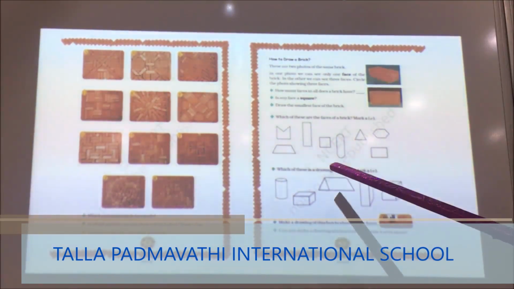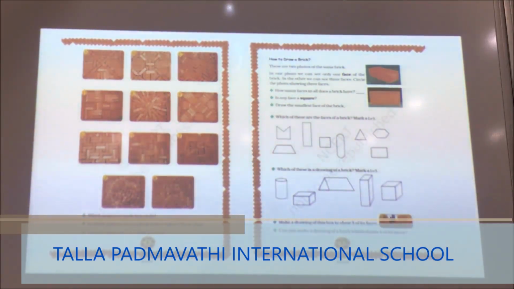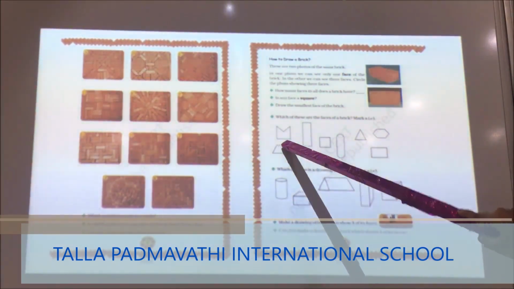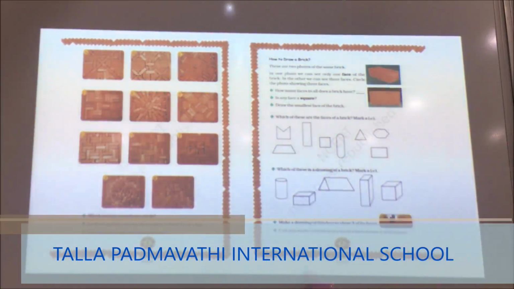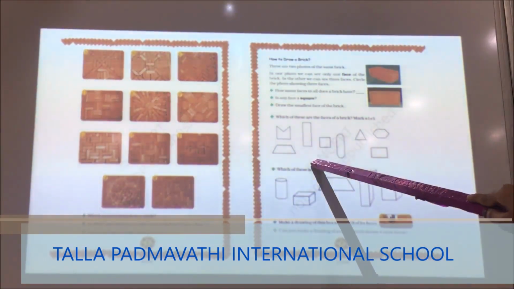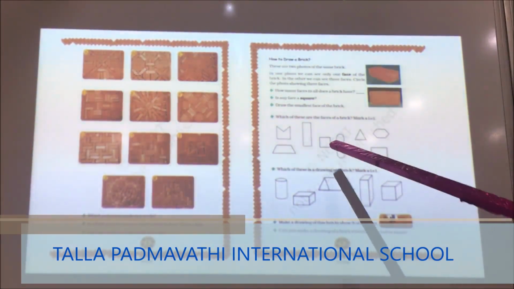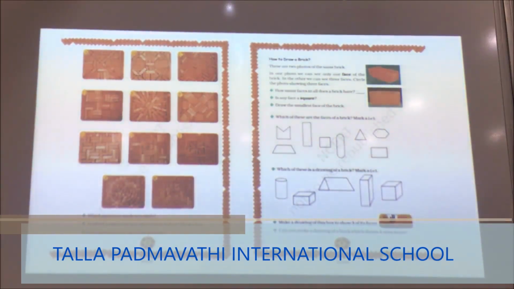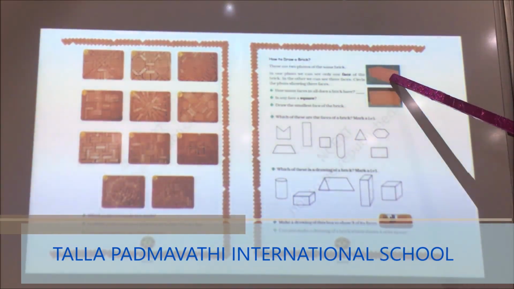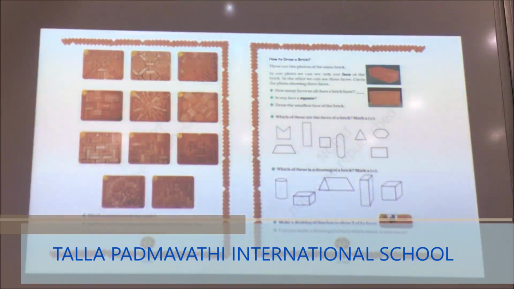Which of these are the face of the brick? So let us see among these which resembles the face of the brick. Is it 1? No. 2? No. A rectangle? Yes. The shape of the brick face is in the form of a rectangle. What about a square? Observe the brick from the sideward. There will be no square in the brick. It will be all rectangles. So this also is not the face of the brick.